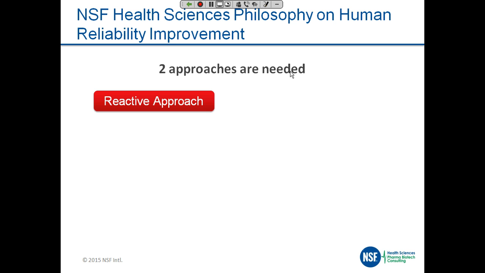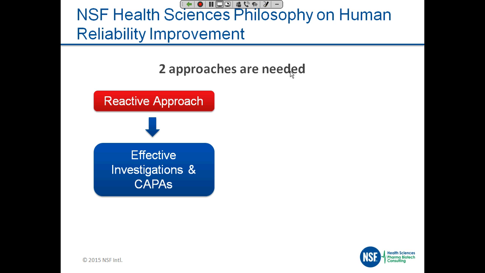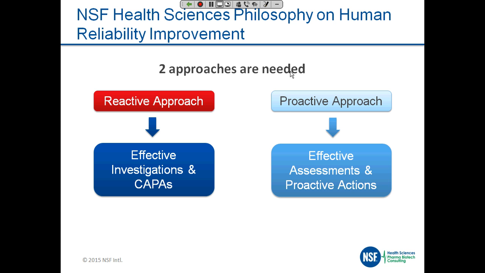What we feel is that you need to consider two approaches, really. One is to deal with the investigations that you're having to do on an ongoing basis and assuring that those are done really well. And that we would call the reactive side of dealing with the issue of human reliability. But obviously, if we're successful, we're looking at this in a very proactive way. And we have tools and techniques to deal with things proactively, to do effective assessments, and to get to a place where we're avoiding situations where errors are occurring.